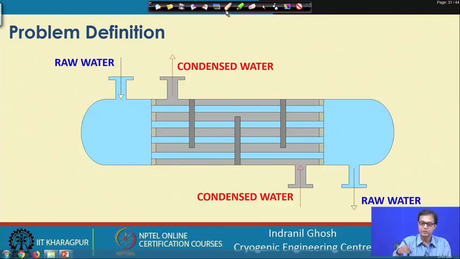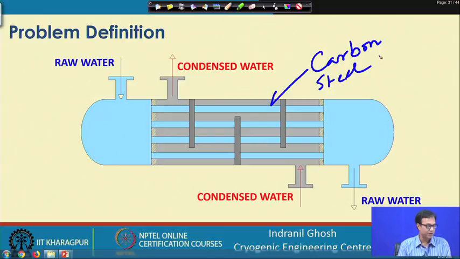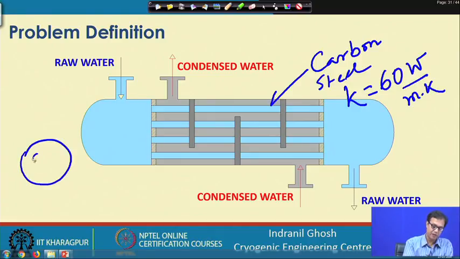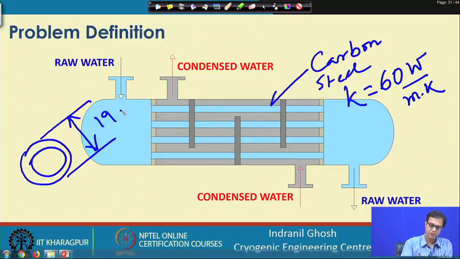What has been said is the tube material, these tubes are made of carbon steel, so that we know the thermal conductivity. So, it becomes K equals to 60 watt per meter Kelvin. Now, the tube diameter also has been specified, and it is basically OD is 19 mm and the ID is equal to 16 mm.